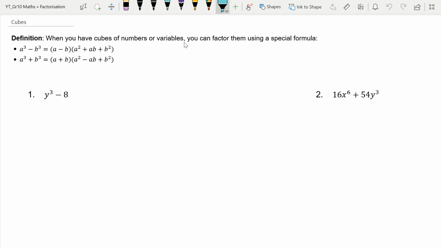In this video, we are still factorizing, and we are going to be doing 3 examples of factorizing using cubes. And we're going to use our special formula that I also just copied for us over here that you need to know. Let's just talk about what are cubes.